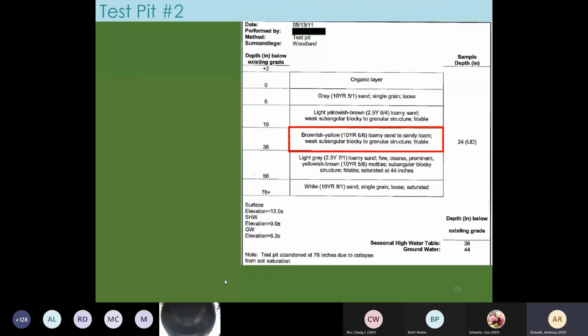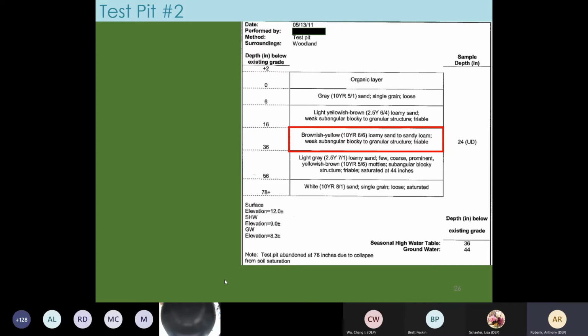Let's take a look at test pit 2. It looks like the sample was taken from the layer outlined in red, which is the brownish yellow loamy sand to sandy loam. I wouldn't have necessarily expected it to be so much lower than the other loamy sand to sandy loam layers. That's what the results were.